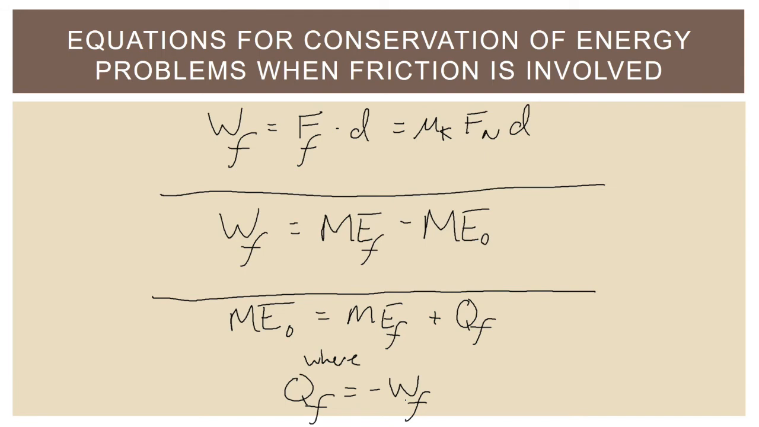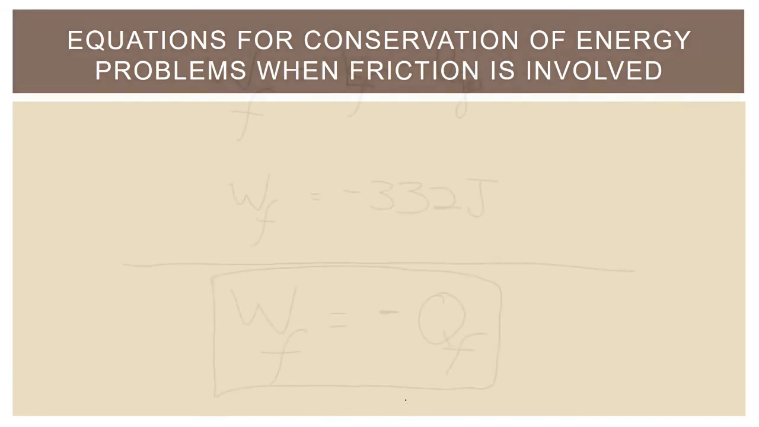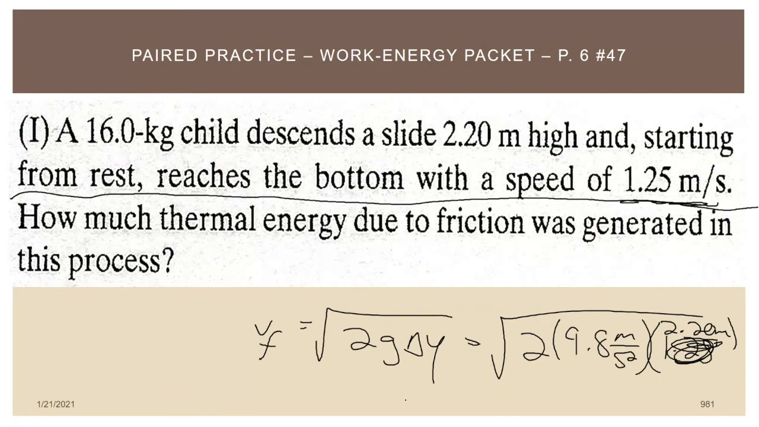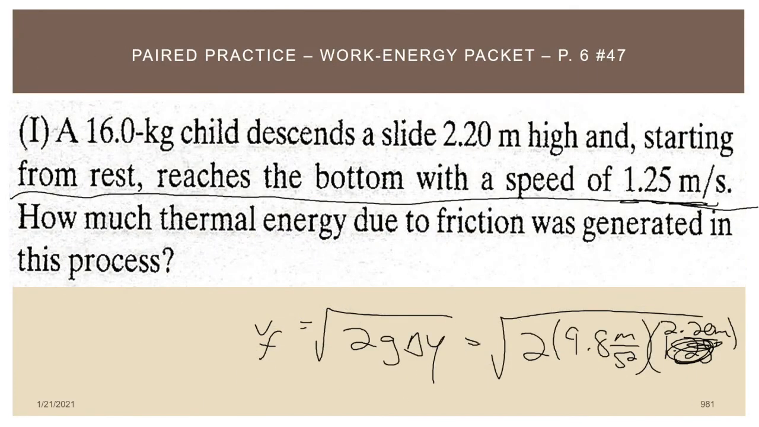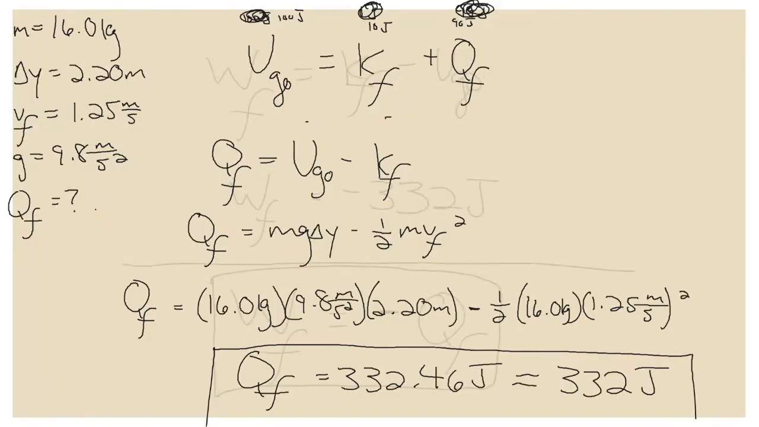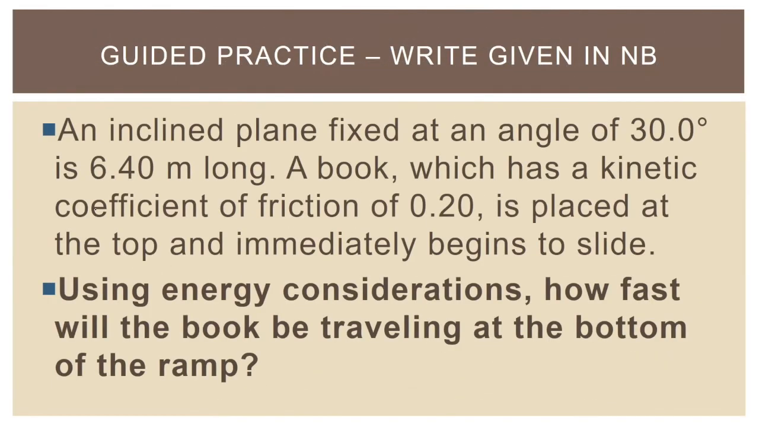Okay, so this problem with the kid on the playground slide is a little too easy. Notice this is like a level 1 problem. I'd like to take a look at a level 3 problem before we go. This problem here says an inclined plane fixed at an angle of 30.0 degrees is 6.40 meters long. A book, which has a kinetic coefficient of friction of 0.20, is placed at the top and immediately begins to slide.